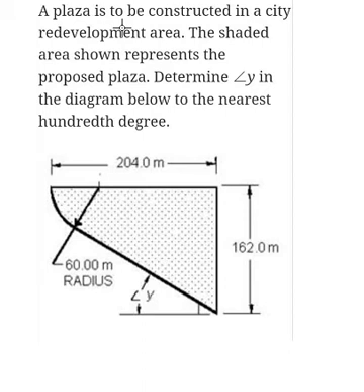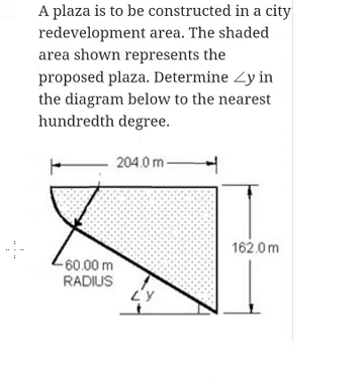A plaza is to be constructed in a city redevelopment area. The shaded area shown represents the proposed plaza. Determine the angle y in the diagram below to the nearest 100 degrees. So now I will show you how to answer.